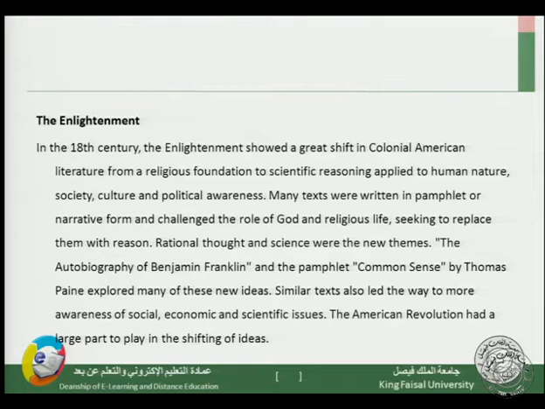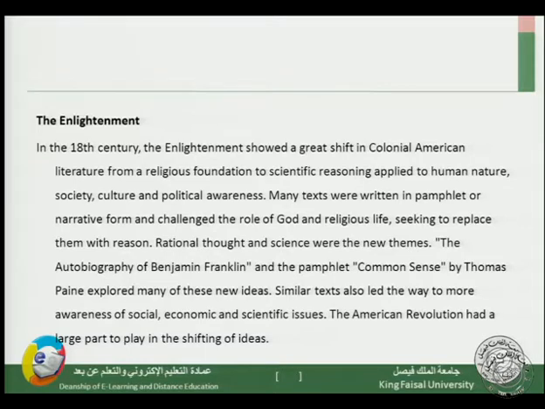No, here these people, the people of the Enlightenment movement, they depend on reason, on judging things through reasoning, through rationale, through logic, justification, through logic, explanation. Okay, not just through religious people or religion.